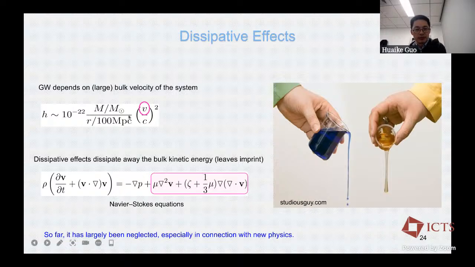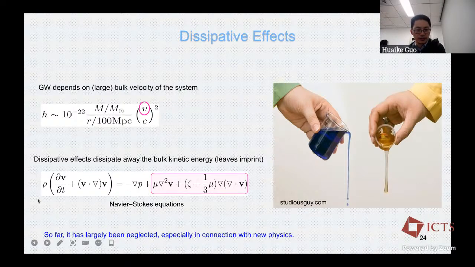So this gives you an order of magnitude estimation for the gravitational amplitude, and you can see there's a velocity. This is not the velocity of the single particle in the system, but rather the bulk velocity of the fluid or the matter in the system. And the dissipation will reduce the velocity. So this is the Navier-Stokes equation, and with dissipation, for example, shear viscosity and bulk viscosity, you can see that it will actually reduce the velocity.